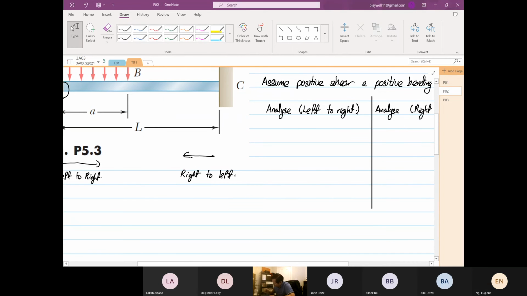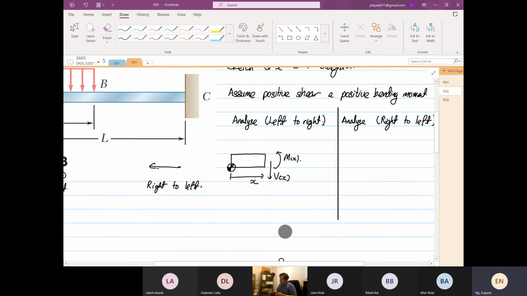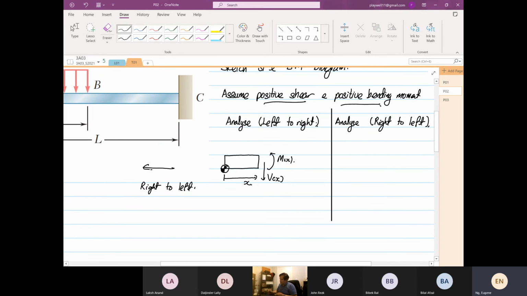So when we do left to right analysis, this is our geometric datum. This is our slider x, the variable. Variable x means at every position we know the shear force and bending moment trend. So when left to right, the shear force is assumed to be this way, and the bending moment is in that direction. This is because of the assumption we make: positive shear and positive bending moment.